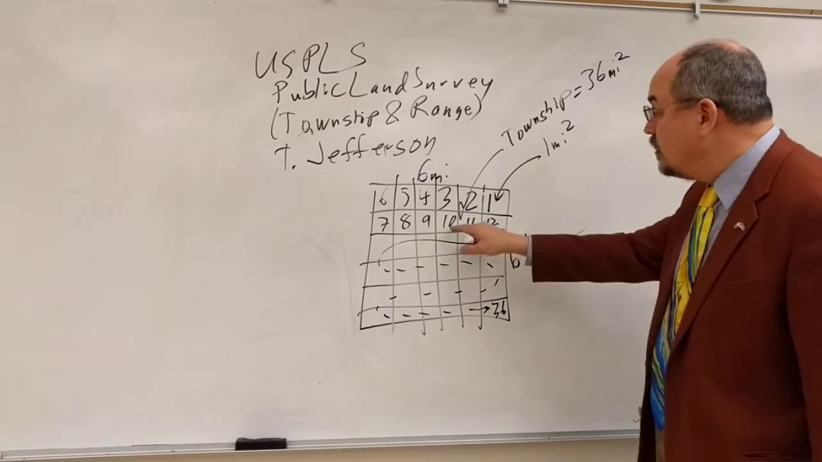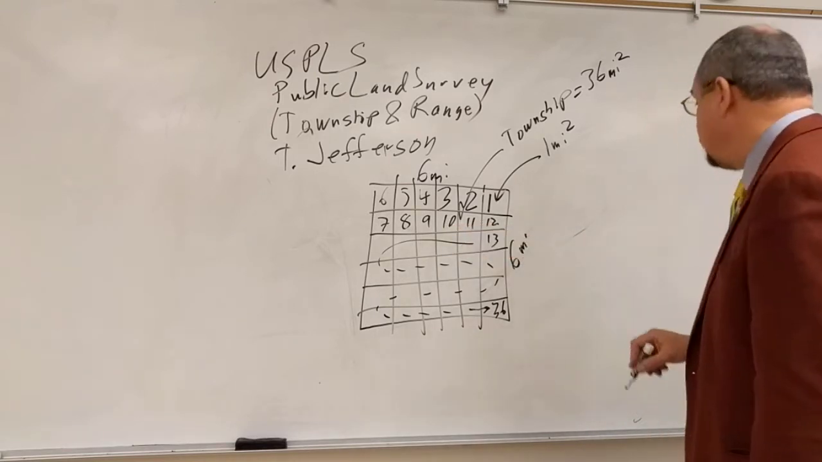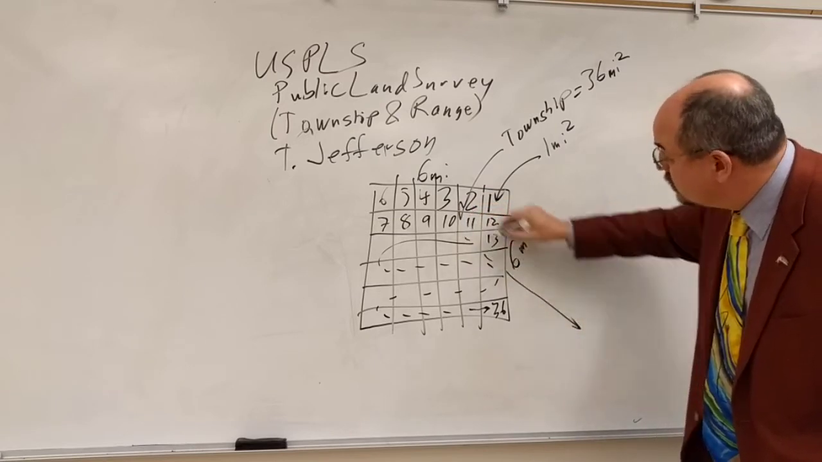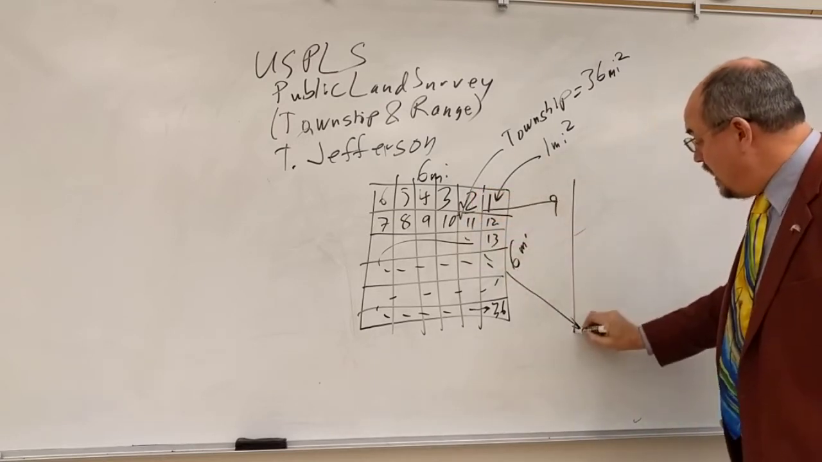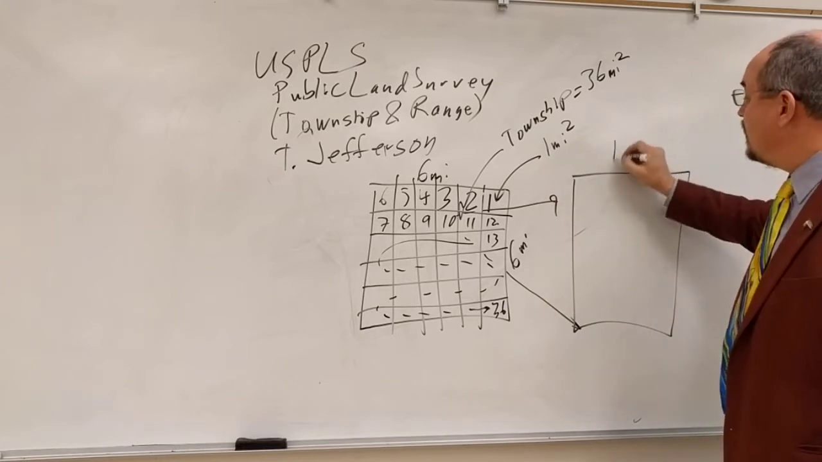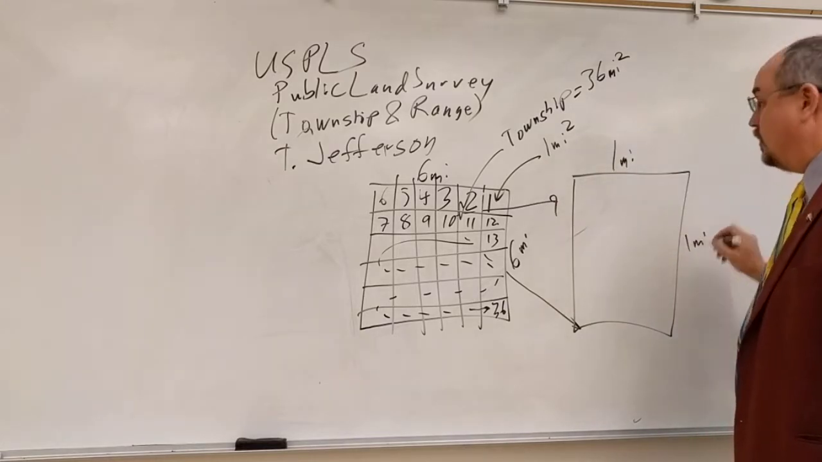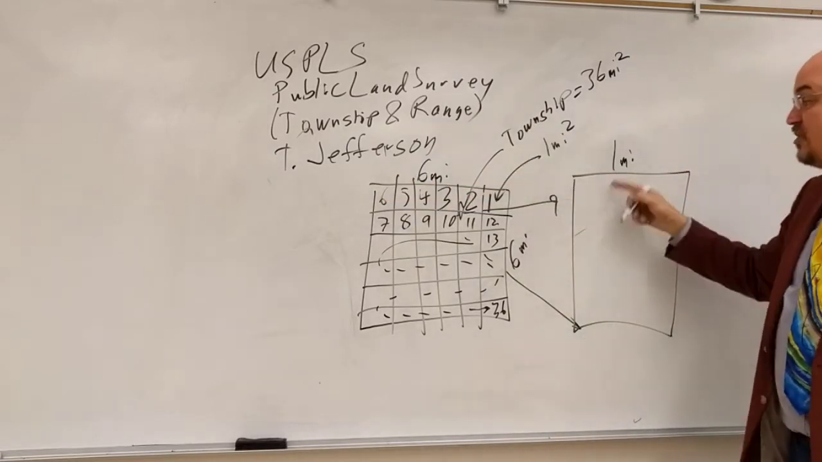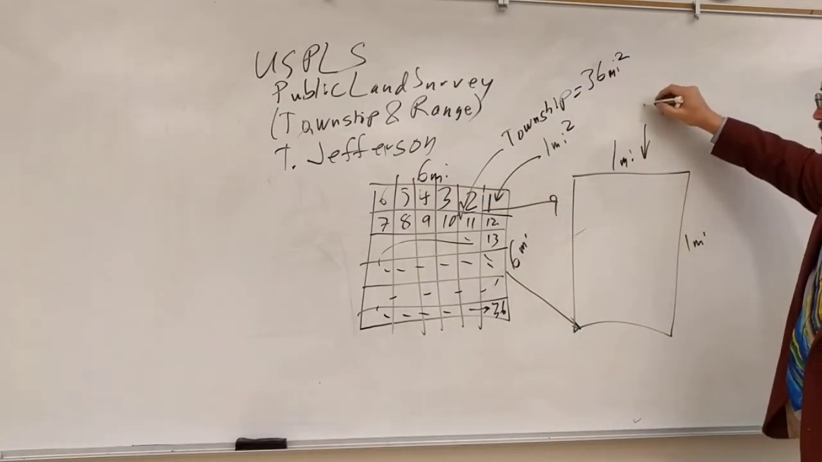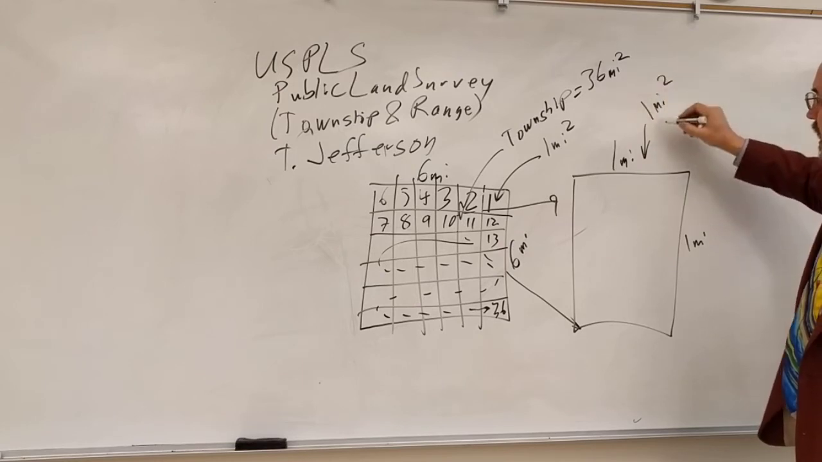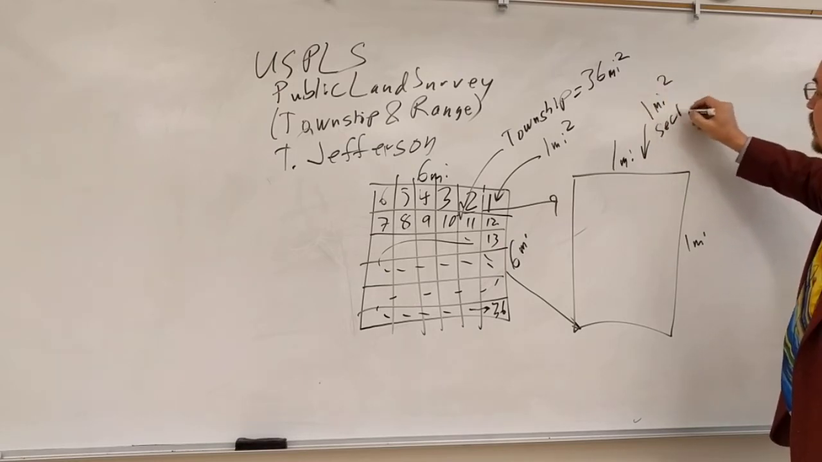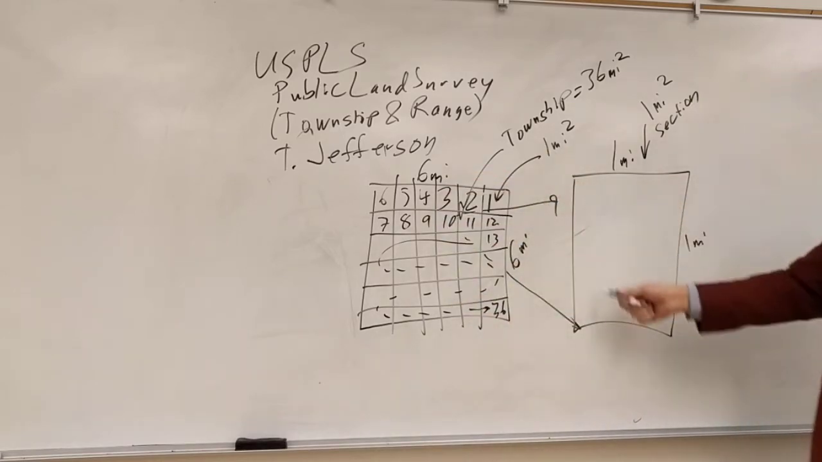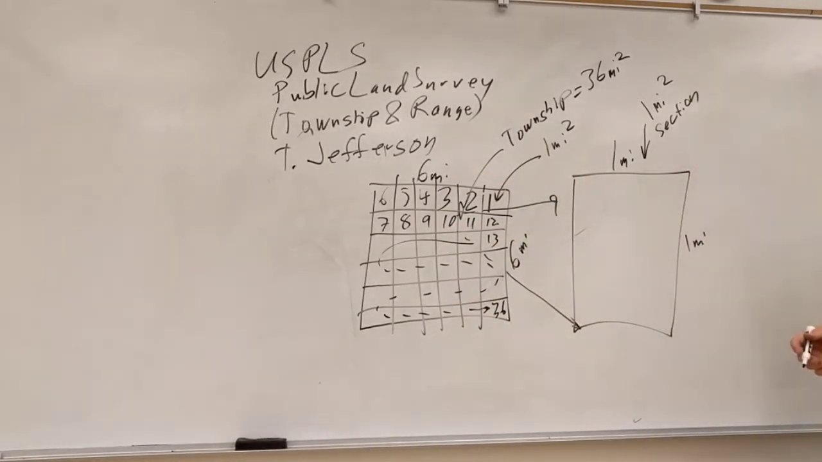So that space there, number 10, we're going to zoom in on that. We're going to make that another square, but remember this is only 1 mile by 1 mile now. This whole thing is a township. This square now is 1 square mile. It is called a section. The legal proper term of this whole area is a township. The legal proper term of this is a section.